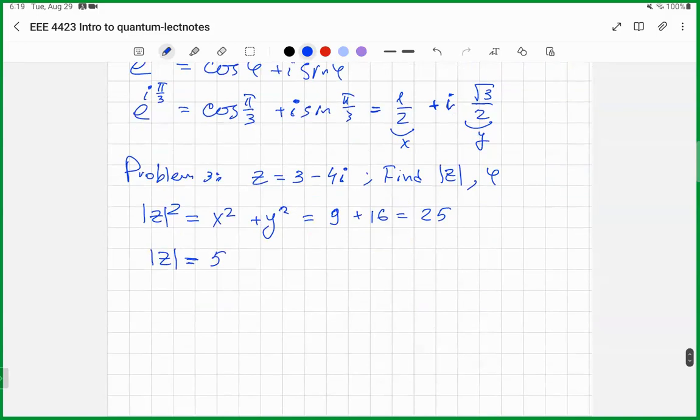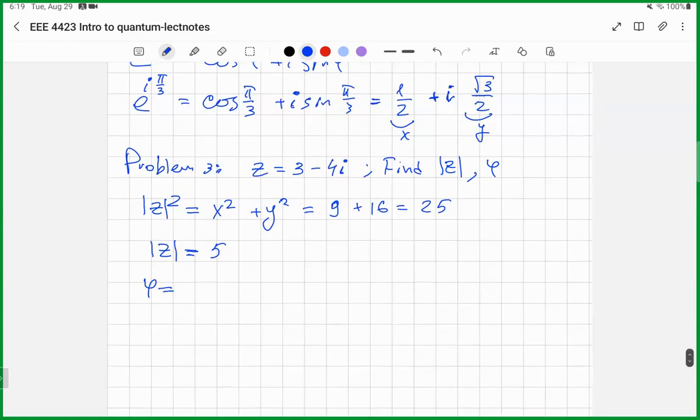So it's 5. And for the phi, we recall this formula, arctangent. So what do we get? We get minus 4 for y over the real part, over 3. Okay, so it's equal to minus arctangent 4 over 3. And this is of course some angle.